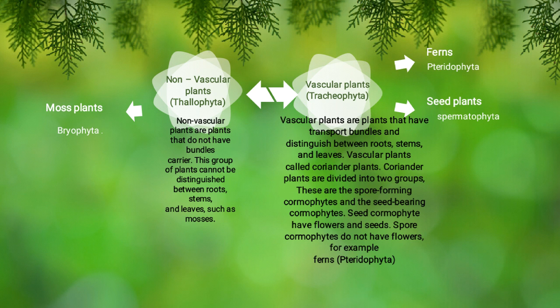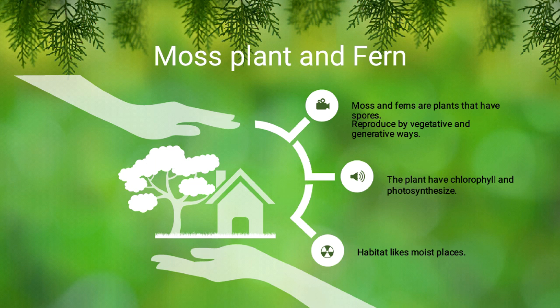Cormophytes are divided into two groups. These are the spore-forming Cormophytes and the seed-bearing Cormophytes. Seed Cormophytes have flowers and seeds. Spore Cormophytes do not have flowers, for example ferns or Pteridophyta. Okay class, we'll go to the next slide.